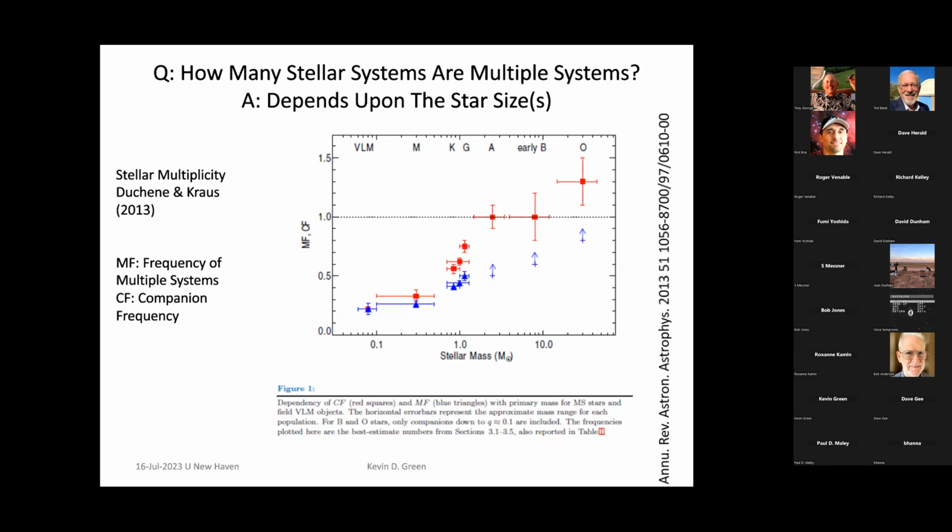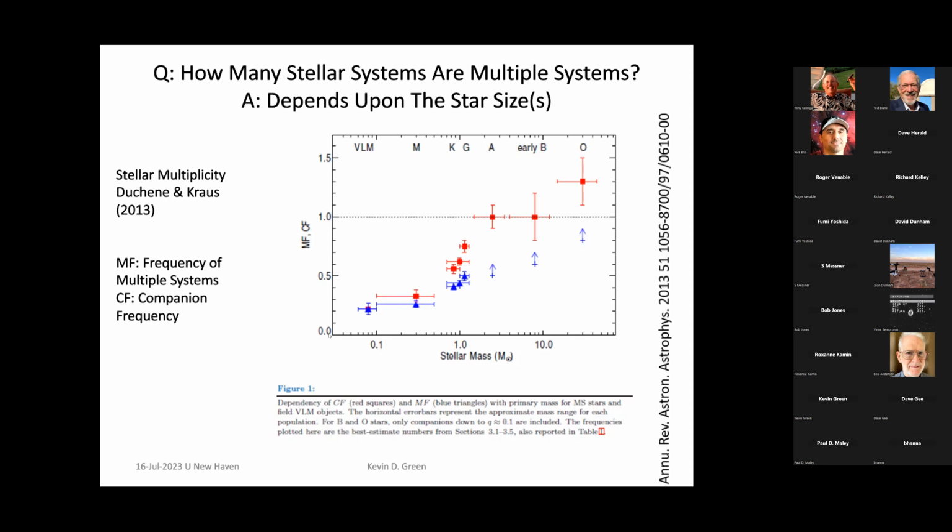This is from a paper in 2013. I'm sure there's some Gaia discussion about this since it's a bigger data set. But the bigger issue, when you look up in the sky and you look at a star, is how many stars are in that point of light? That's going to be the frequency of multiple systems, the MF. That's going to be the blue triangles here, down here.